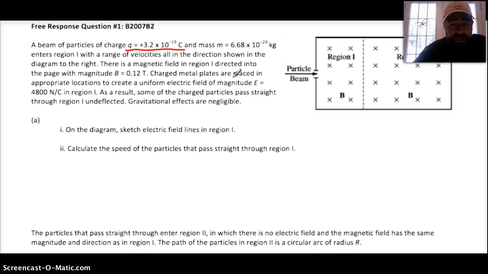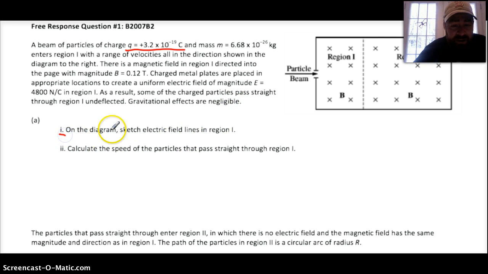There's a magnetic field in the region 1 directed into the page with magnitude 0.12 Tesla. Charged metal plates are placed in appropriate location to create a uniform electric field of 4,800 newtons per coulomb, which is in region 1. So you have two fields. You have a magnetic field directed into the paper, and you have an electric field. We haven't quite figured out that direction yet, which is essentially what they're asking in part 1 here.